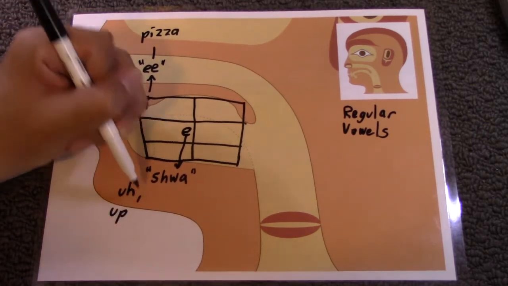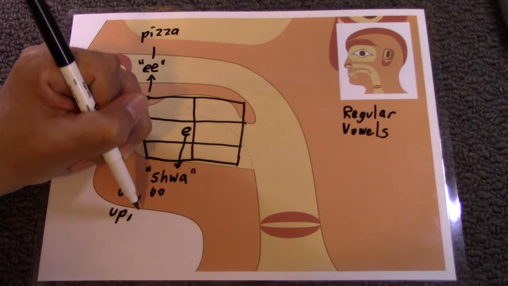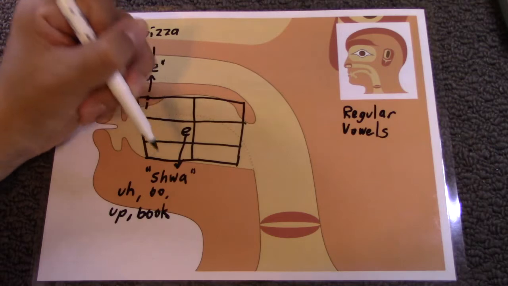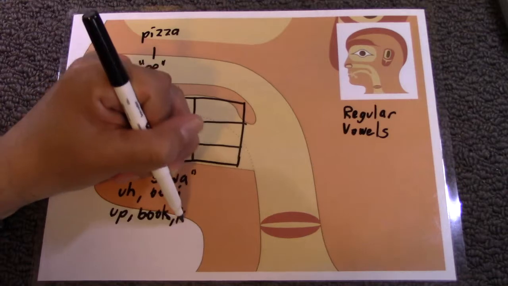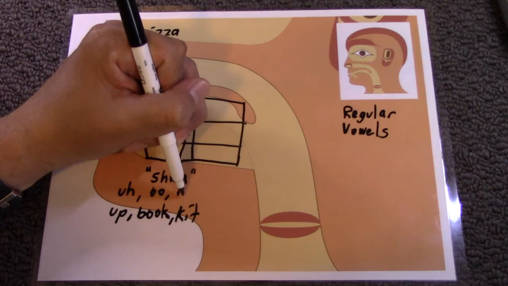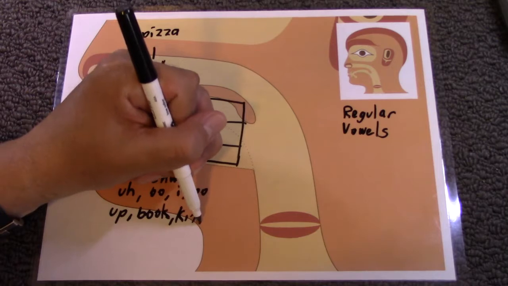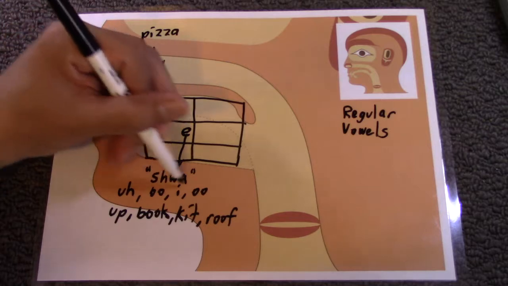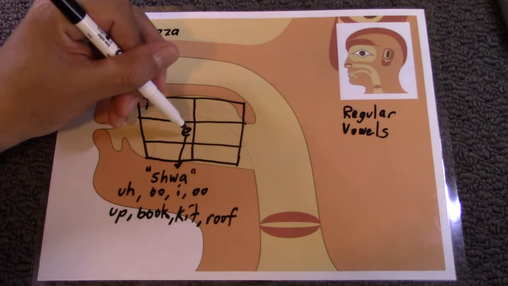Another sound you might hear is as in the word book. You also might hear kind of an ih sound as in the word kit. You could also hear the schwa making an oo sound, like in the word roof. So those are the main sounds that you'll hear. It depends on what's around the E.